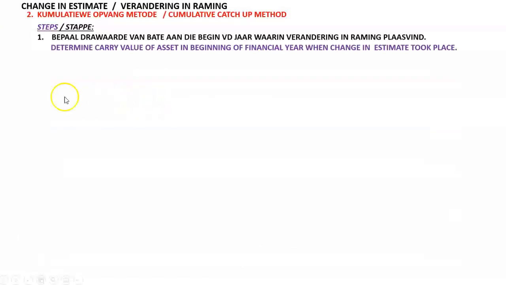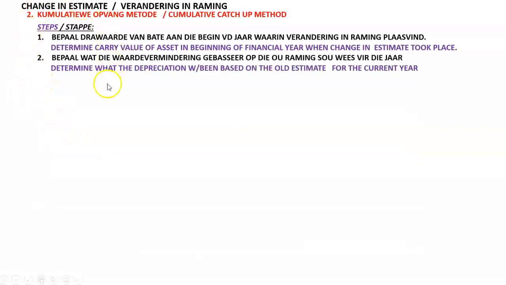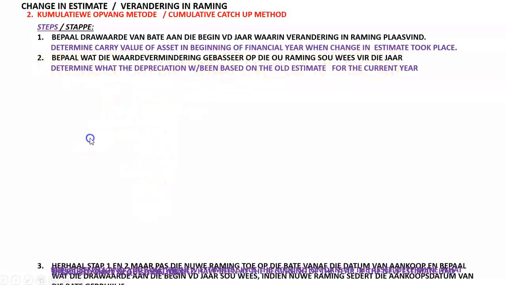The cumulative catch-up method. Now, what are the steps that we have to follow here? The first step is, again, determine the carry value of the asset as at the beginning of the current financial year when the change in estimate took place. In all of them, it doesn't matter what you do, that is your starting point. What was the carry value of the asset at the beginning of the current financial year? And then, like in the previous method, I'm going to continue with the old way in this year. Determine what the depreciation would have been based on the old estimate for the current financial year.